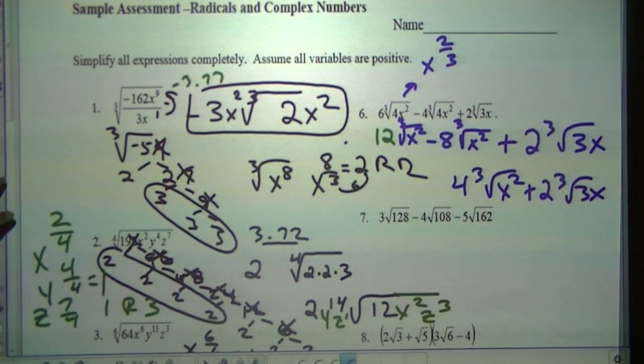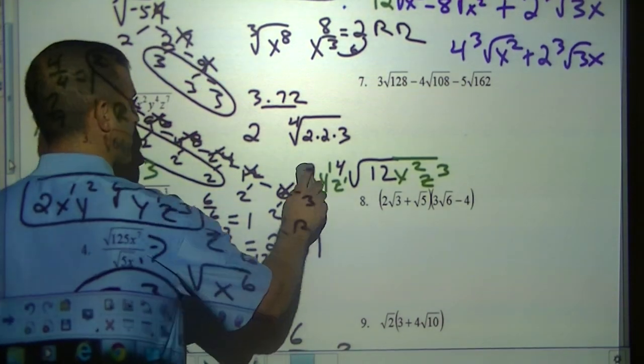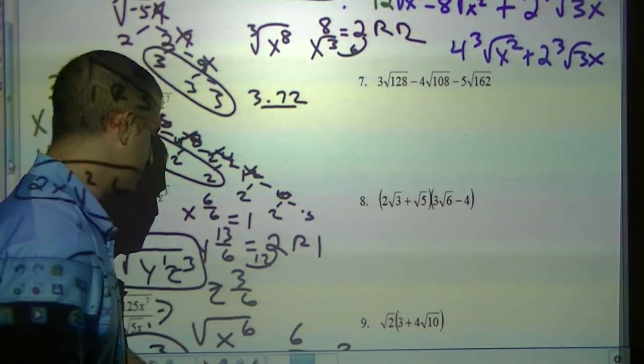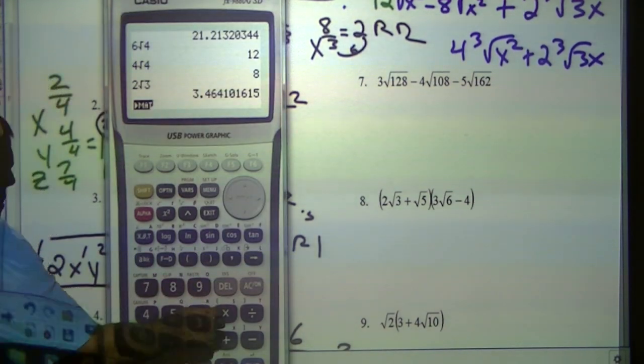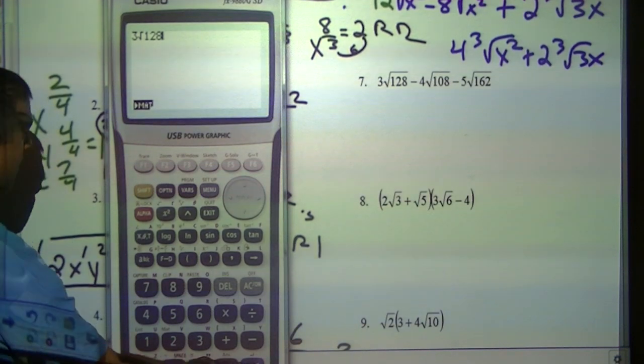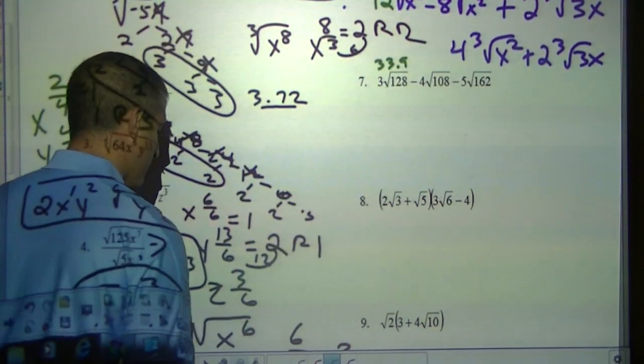Okay? All right, now I'm going to go on to this one. I'm going to go ahead and erase this, because I need some room to work. So I'm going to make sure I got 3 square root of 128. I got 33.9. I want to make sure when I reduce, I get that.